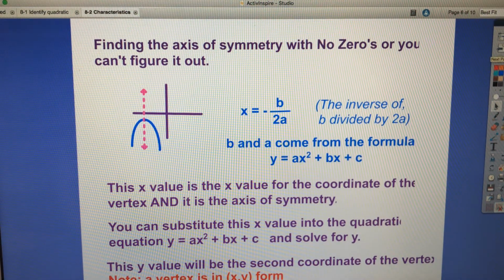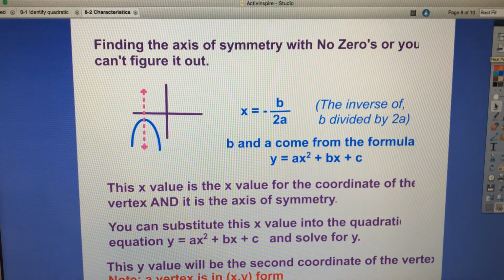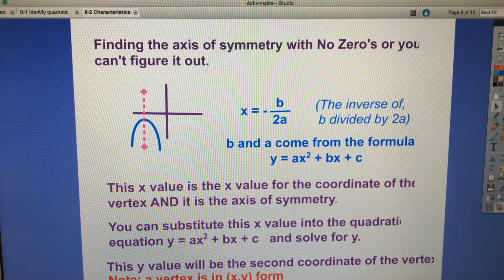Finding the axis of symmetry with no zeros, or what if you just can't figure it out? Well, lucky for us, the mathematicians in this world gave us a formula. You notice how we never get the formula until after we learn how to do it the long way? Same thing's going to happen here. x equals the inverse of b divided by 2a.